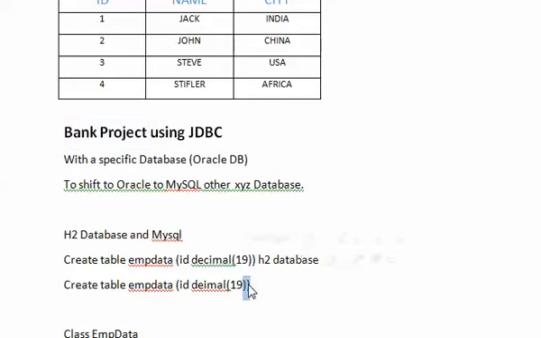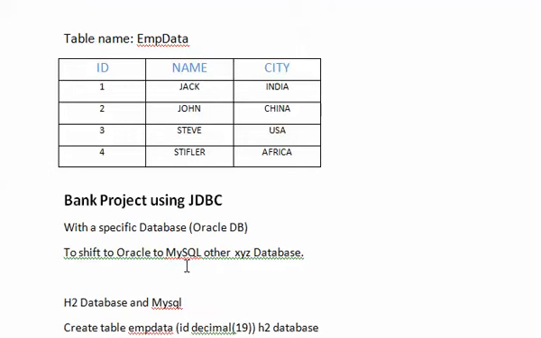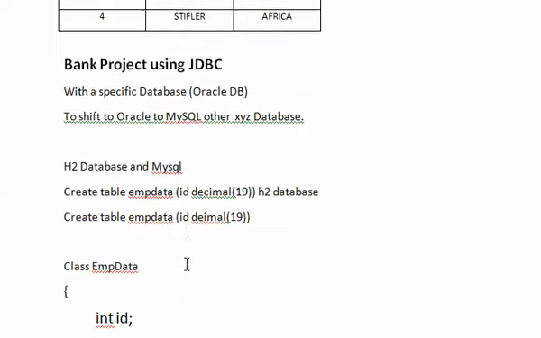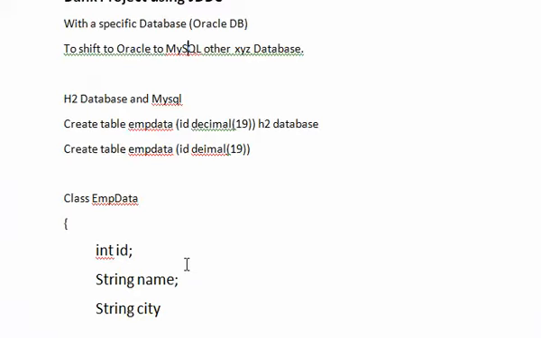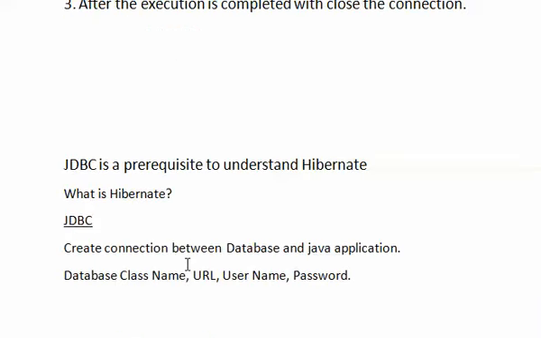So, in simple words, guys, when you're creating a project with Oracle, to migrate from Oracle to MySQL, it's very hard using JDBC. But when it comes to Hibernate, we'll talk about Hibernate now. You just need to pass, at the time of the connection between Hibernate and the Java class, the class name, URL, username, and password of the particular database, and you have to mention what kind of database you are using.